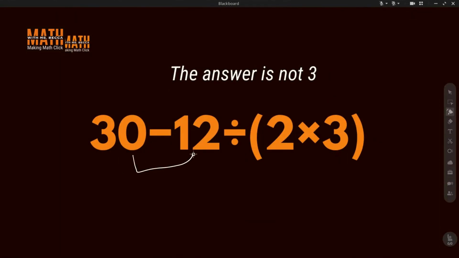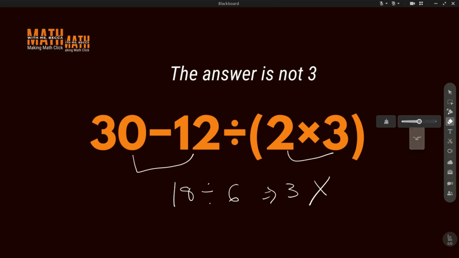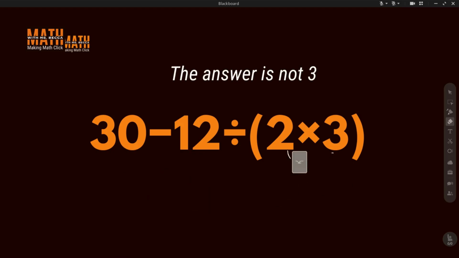30 minus 12 will give 18, divided by 2 times 3 will give 6, and the answer here will be 3, which is wrong. So this is a wrong answer. How do we solve this? Because the answer is definitely not 3. So what is the best way to solve this?